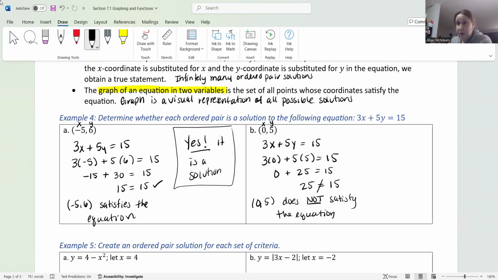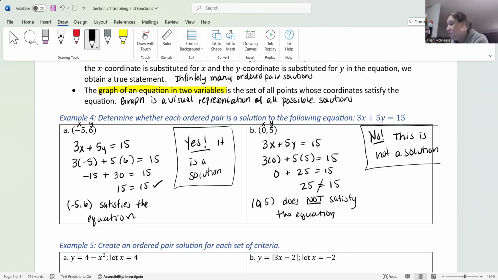Okay, so you have the points that make up your graph. In this case, this is a line. So this would be some ordered pair that's just not on the line. So we would say, no, this is not a solution.